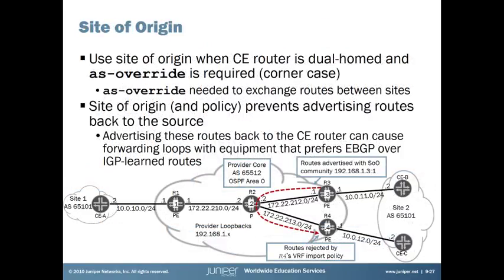And the site of origin. Site of origin can be used when the CE router is dual homed and AS override is required. So the site of origin prevents advertising routes back into the source. It is there to prevent routing loops, essentially. Normally the autonomous system number prevents routing loops by being included in the path, but if we are overriding that, then we need to use site of origin as a mechanism to prevent routing loops.